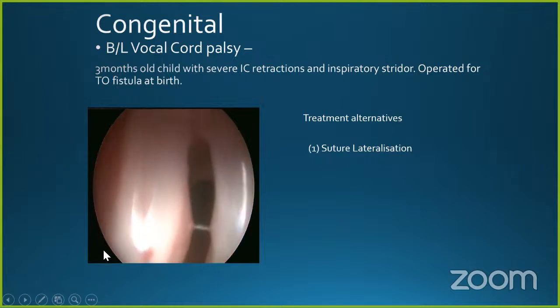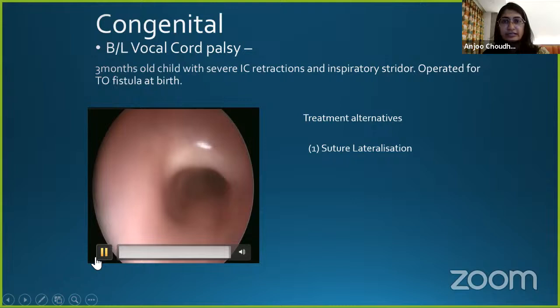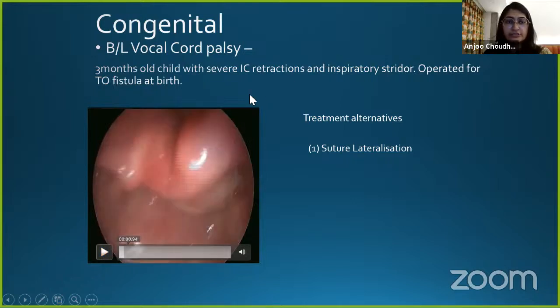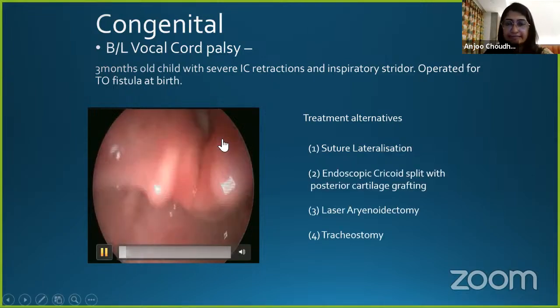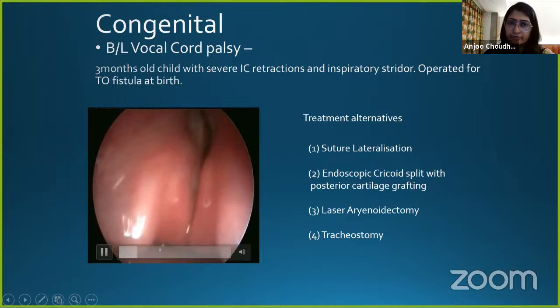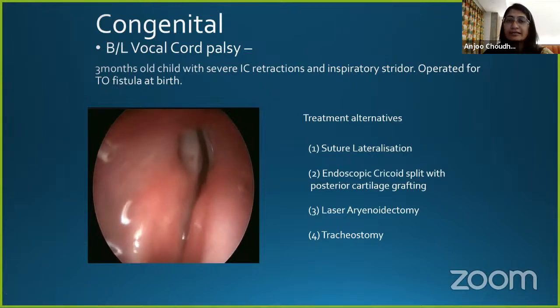This is a 3-month-old child with severe intercostal retraction and inspiratory stridor. She was operated for fistula at birth by a pediatric surgeon. So if we see this video, we see the normal two vocal cords, but they are not lateralizing. They are adducting and trying to create closure, but they are not abducting very well. So this is a case of bilateral abductor palsy.